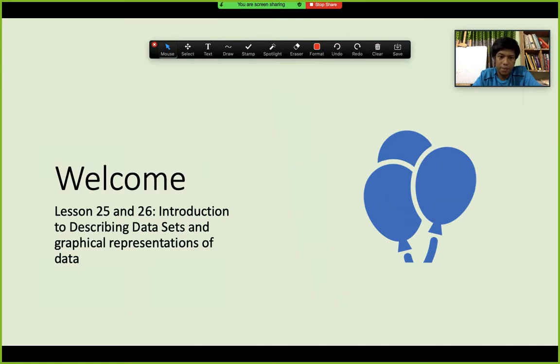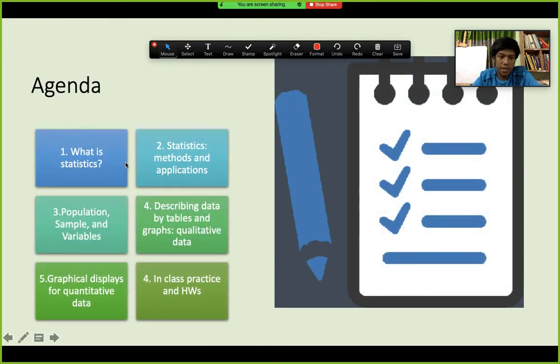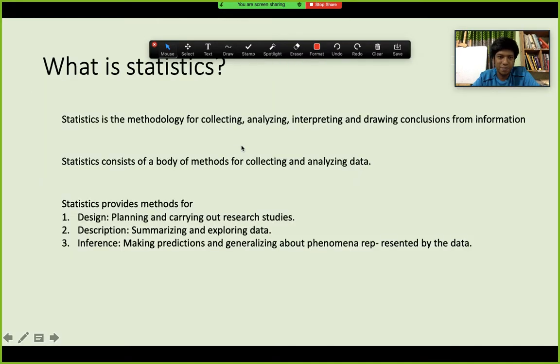So let's look at the agenda. What is statistics? Statistics, methods and applications, population, sample and variables, describing data by tables and graphs for qualitative data and then for quantitative data, then in-class practice and homeworks. First of all, we will go through some basic methods and definitions related to this basic statistics course. Then we have some representation system, and you may see a larger amount of information here, as this is two plus lessons' worth of material. That is one reason for that.